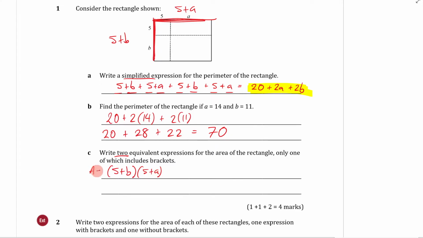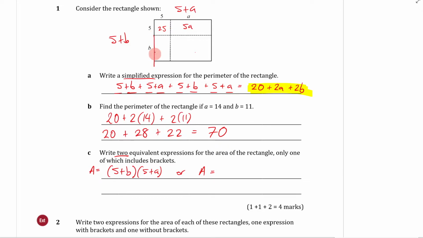So a is equal to this. Or now we want one with no brackets at all. Well, if we just figure out the area of each of these sections here, and then add them all up, that would also work. So 5 times 5 is 25. So would you agree this is 5 times a is 5a.